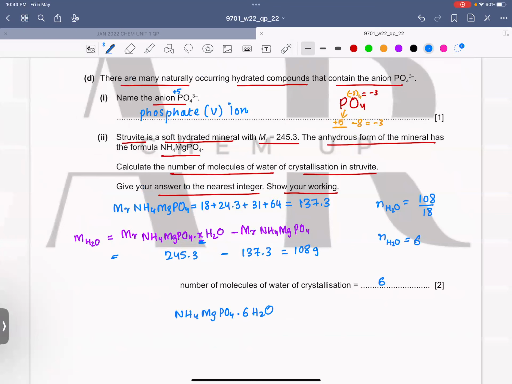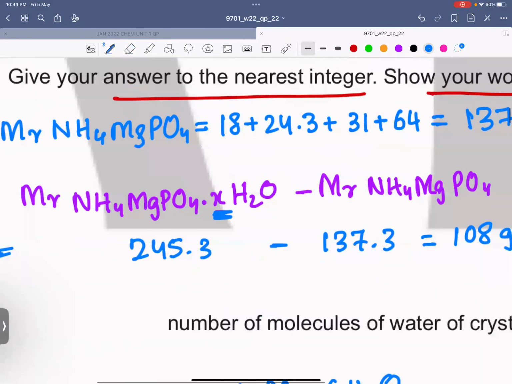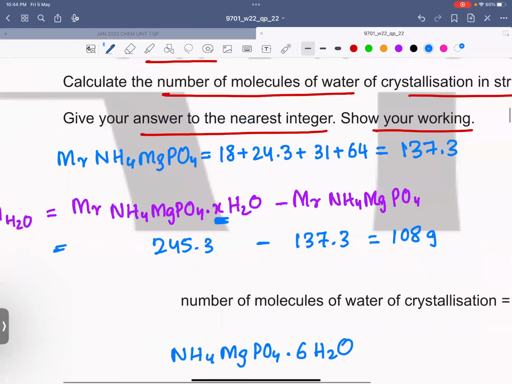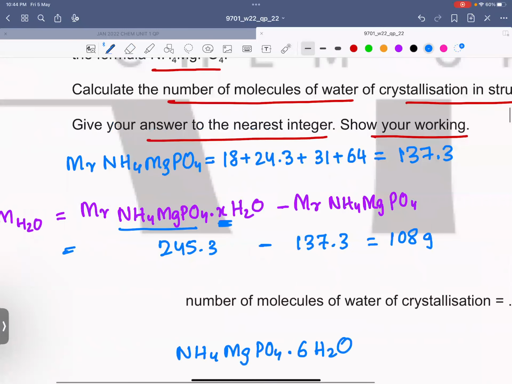Now we have calculated the mass of water in 1 mole of the compound, right? So if I turn it into moles, then it would be the value of water over here, because see, in this formula, this X is actually the moles of water that is present with 1 mole of this compound.